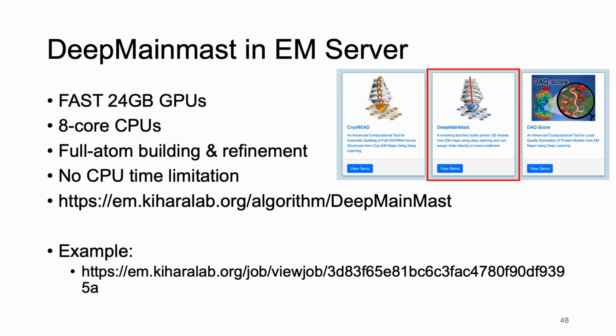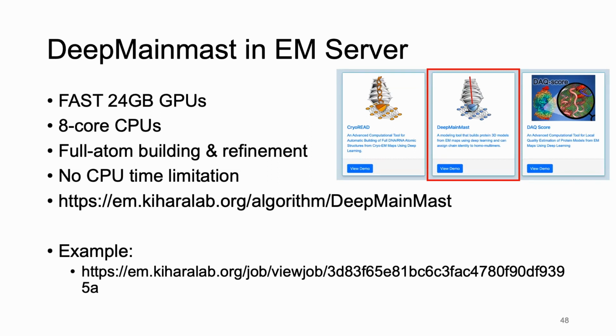Okay, then the next thing is DeepMainmast in the EM server. We are also releasing the server version. The good thing is that it's much faster than Google Colab. We can use a 24 GB memory GPU card and 8-core CPUs. It can also build full atom structures and do the Rosetta local refinement. Then there are no CPU time limitations.